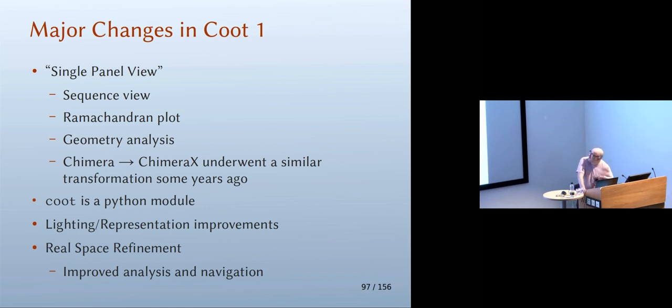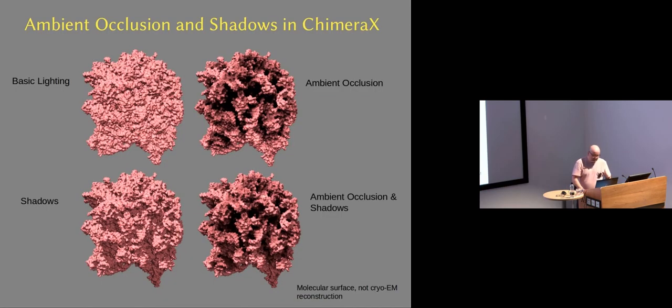Right, so the sequence view, Ramachandran plots, geometry analysis are now part of the main application. If you care about Python, Coot is now available as a Python module. As well as the real space refinement, the lighting and representation have been improved.